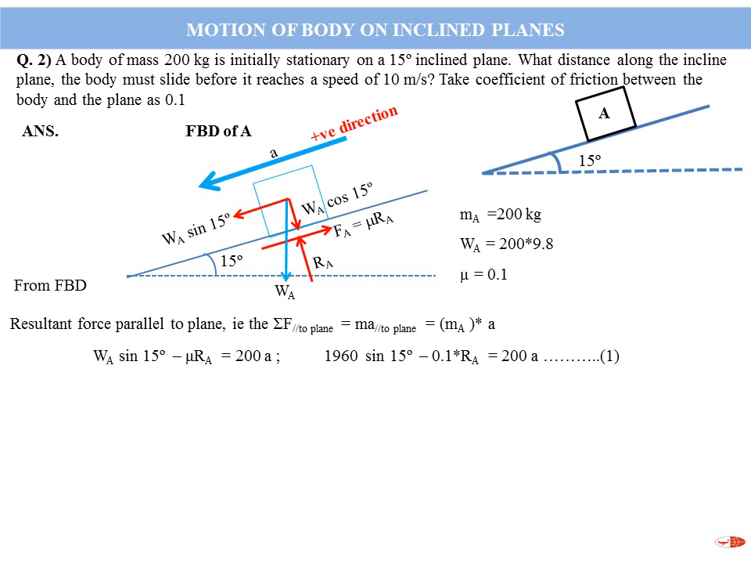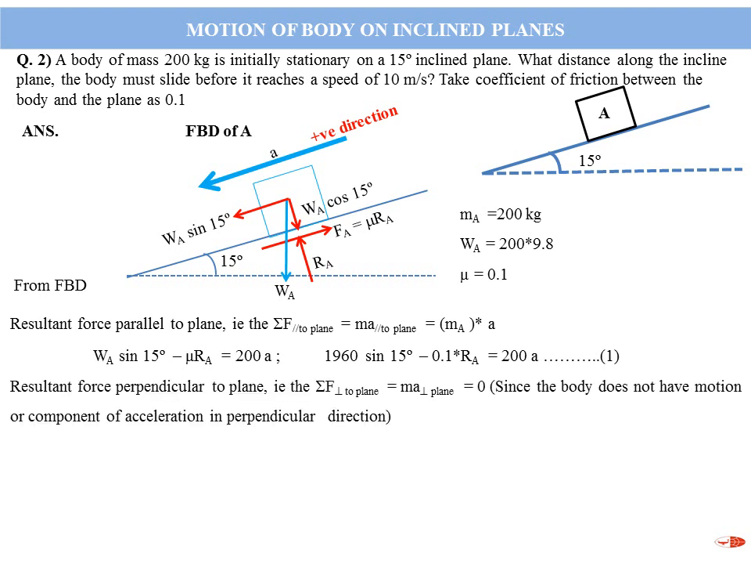Clear? Now WA comes as 1960. Substituting that value here: 1960 sin 15 degrees minus mu, which is 0.1, times RA, equals 200 a. That is equation 1. Clear? Now the resultant force perpendicular to the plane will be 0.